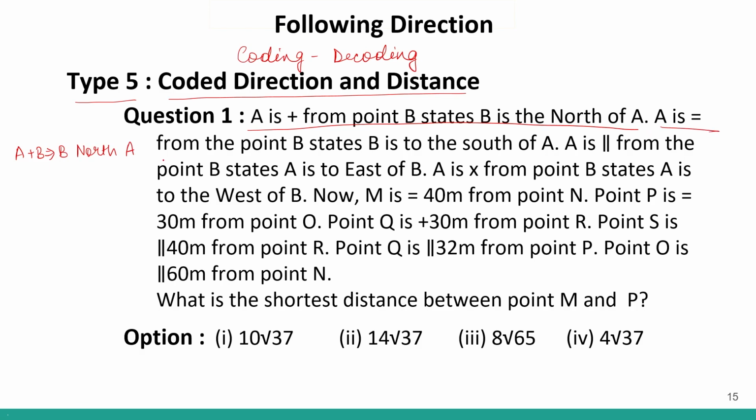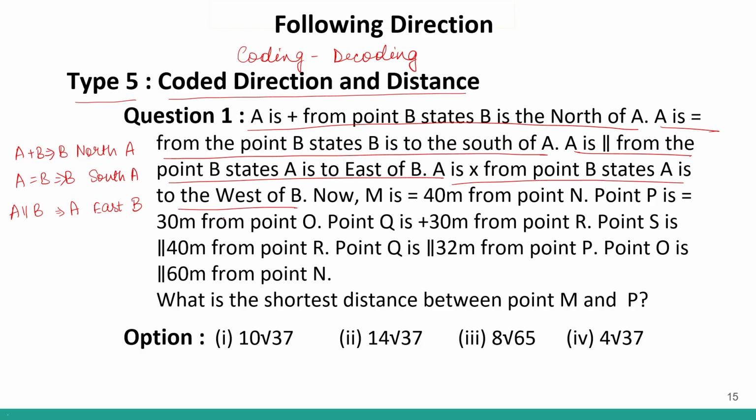Similarly, if this symbol is used, that means B is to the south of A. Similarly, if this symbol is used, that means A is to the east of B. Similarly, if this symbol is used, that will mean that A is to the west of B. So basically what is happening, all the directions are coded with some symbols. So it is very similar to coding and decoding.